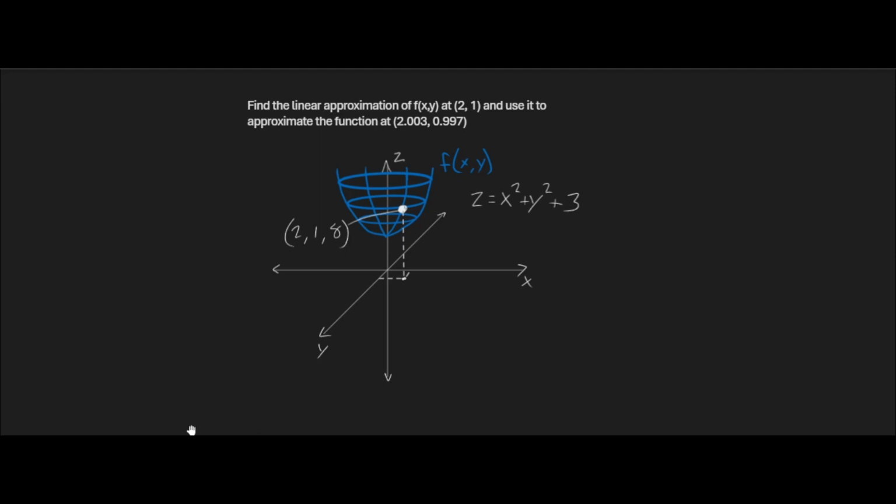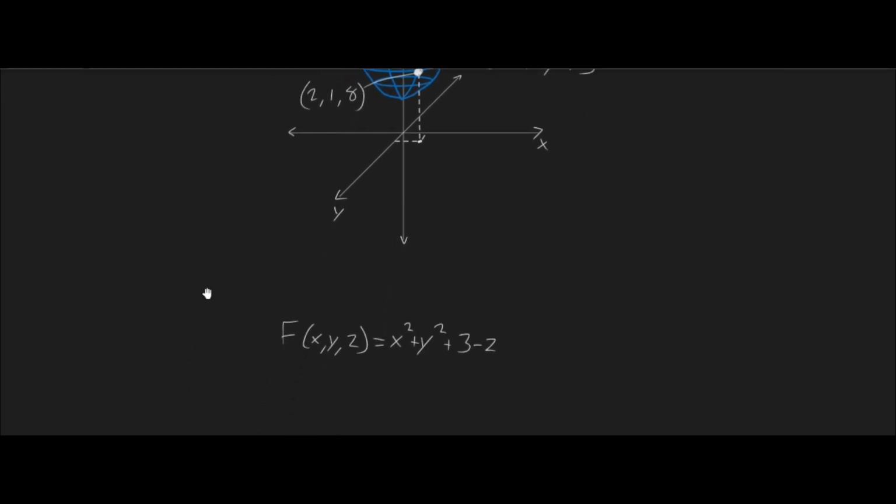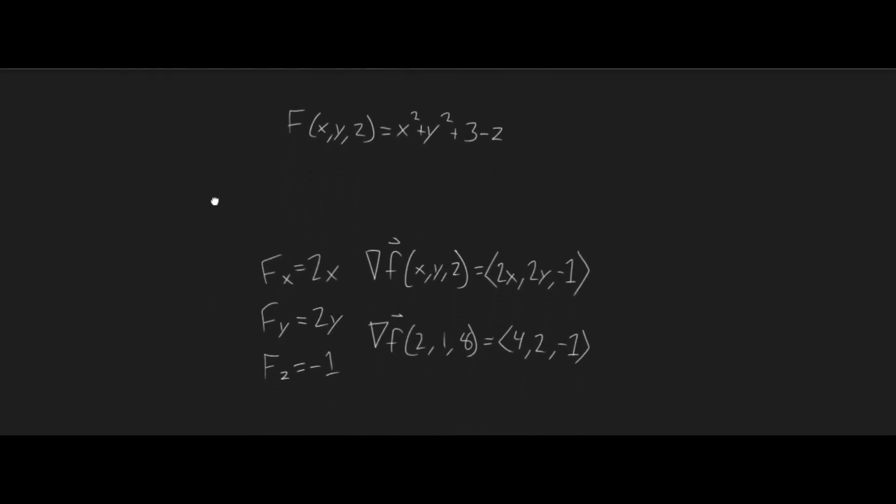So the first thing we're going to do is to rewrite this in the form of a level surface. So making a new equation, a new function that is a level surface, to find the gradient so we can find the tangent plane. So once we have our level surface, we need to take the gradient. And to take the gradient, we need to take the partial derivatives. So the partial derivative with respect to x is 2x, with respect to y is 2y, and with respect to z is -1.